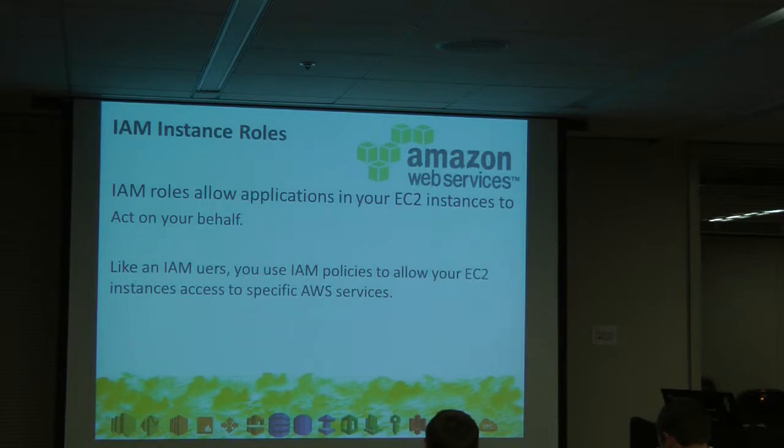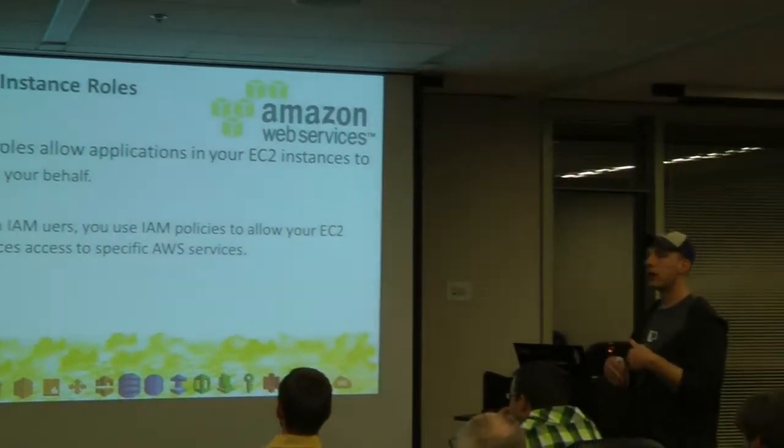Then we get back into the IAM instance roles. This is partly off of one of AWS's blog posts. IAM roles allow your applications in your EC2 instances to act on your behalf. Whatever services you want that EC2 instance to have access to, you would add to the IAM role. And then, this is the important part, at runtime you have to declare the role. You can't add it later. You would have to kill that instance and then respin it up with the role. So you have to declare your IAM role at initiation time.